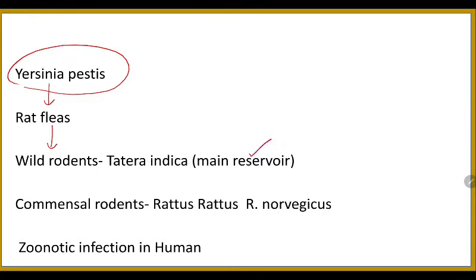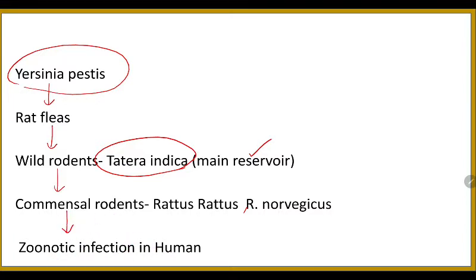These rodents are basically wild rodents and commensal or domestic rodents. From the wild rodents, the important one is Tatera indica, which is the most important and main reservoir of plague. Then, after the wild rodent, there are commensal or domestic rodents. Examples: Rattus rattus, Rattus norvegicus and Mus musculus. Then, from the commensal rodent, there is zoonotic infection of humans.